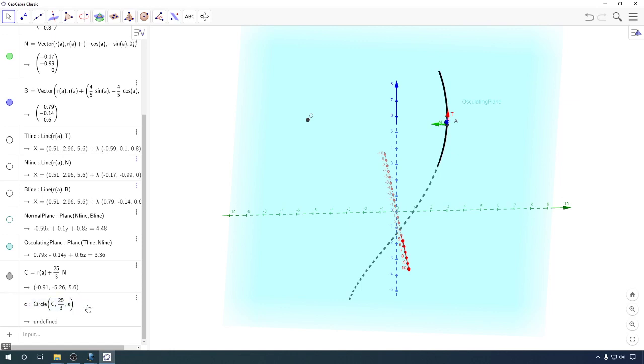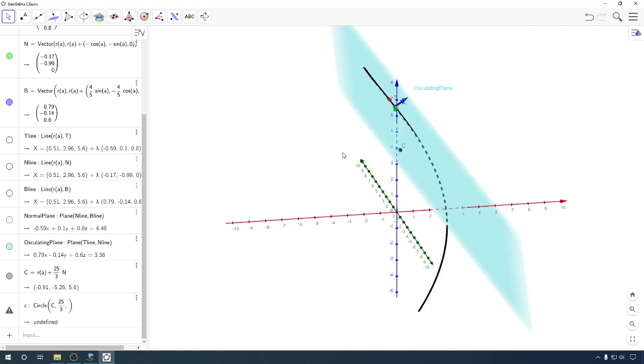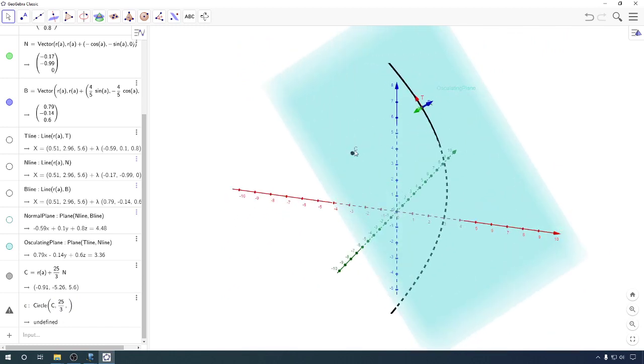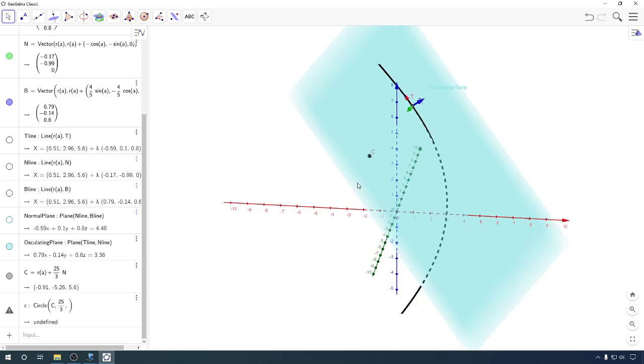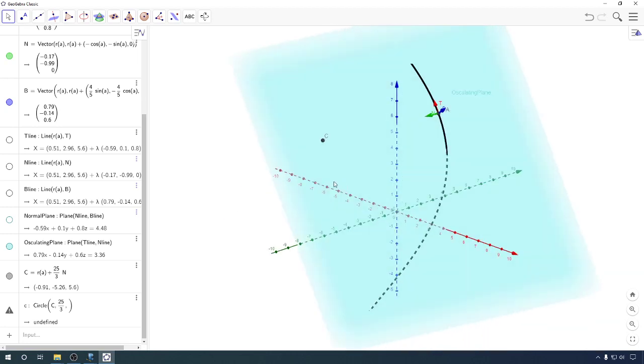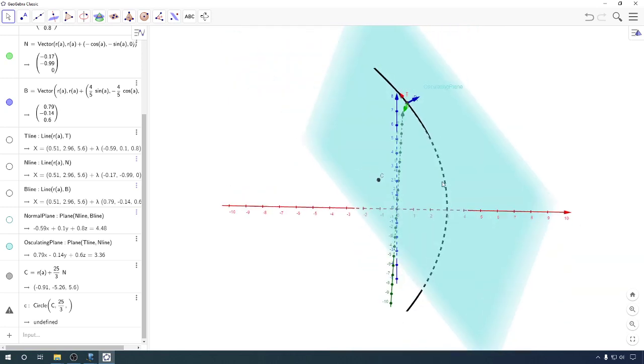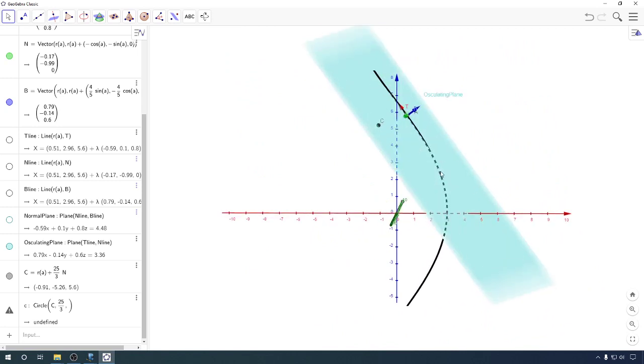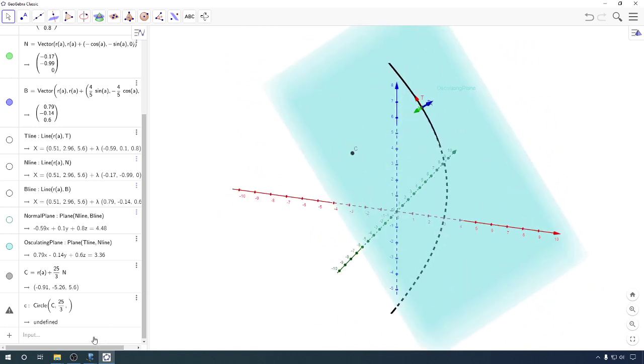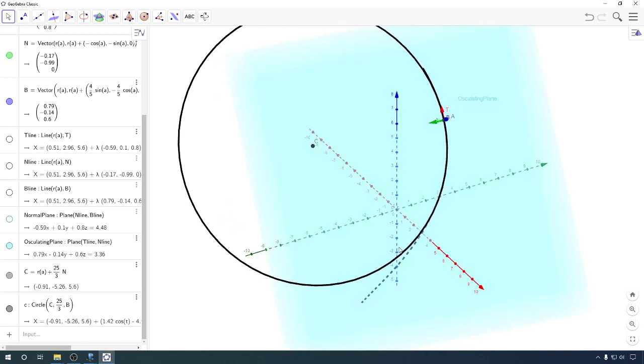Since the circle is in three-dimensional space, I have to be a little bit more careful. There isn't just one circle that has the center and radius of 25 over 3. We have to define what plane that circle is in, and I can do that by giving it a vector that is normal to the plane. In this particular case, that would be the vector b. B is always perpendicular to the plane, and that tells us what orientation our circle is going to be in. So I'm going to put a b there, and it's going to give me a circle.